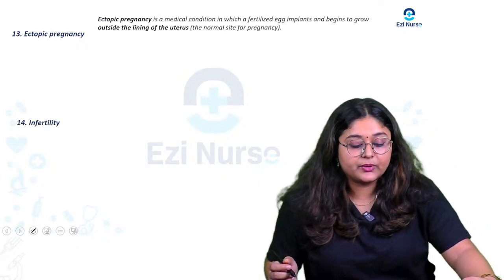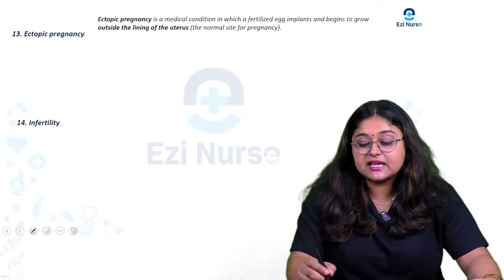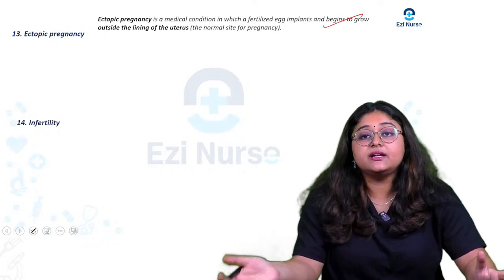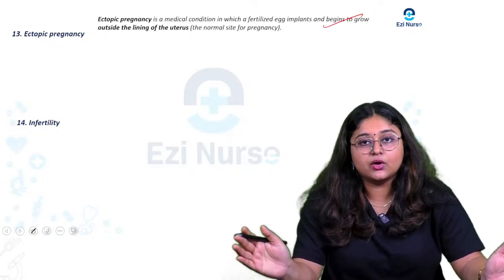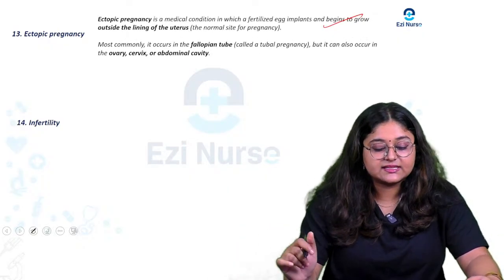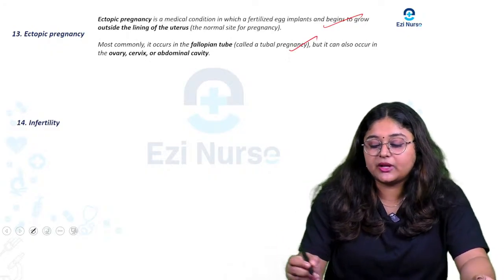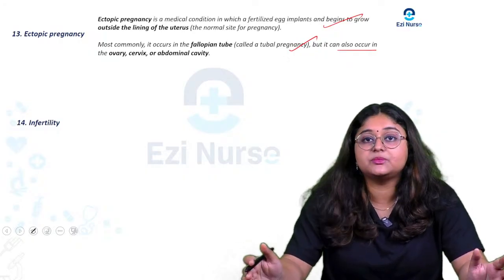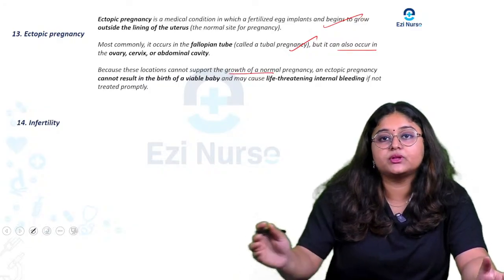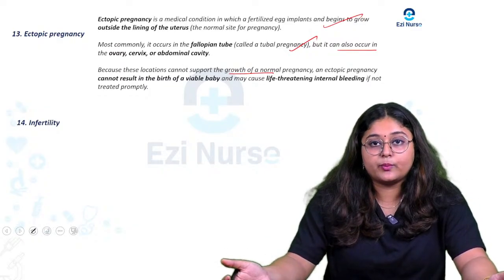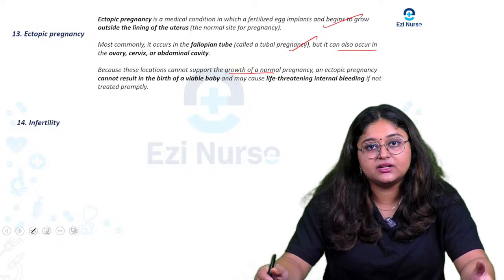Now come to the ectopic pregnancy. It is a medical condition where the fertilized egg implants and begins to grow outside of the lining of the uterus. It can be any part, but not inside the uterus. That time it's called an ectopic pregnancy. Most commonly it happens in the fallopian tube, called a tubal pregnancy, but it can also occur in the ovary, sometimes the cervix, sometimes the abdominal cavity also. Because these locations cannot support the growth of a normal pregnancy, an ectopic pregnancy can't result in the birth of a viable baby, and it may also cause a life-threatening condition for the mother.